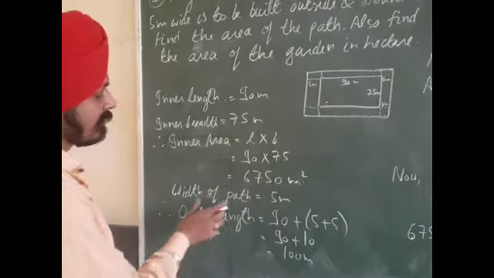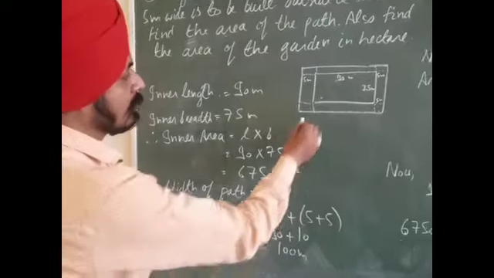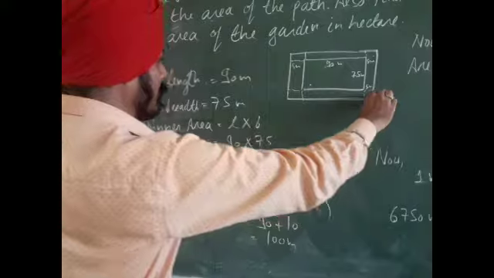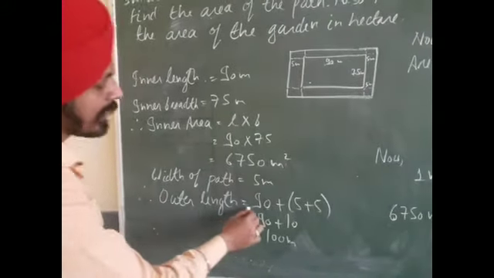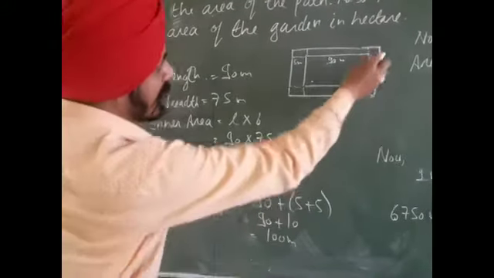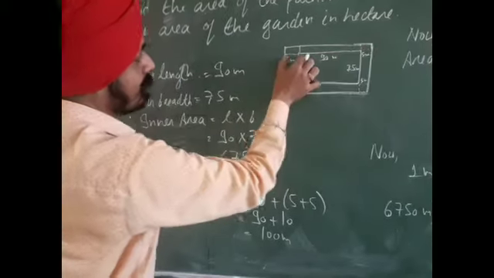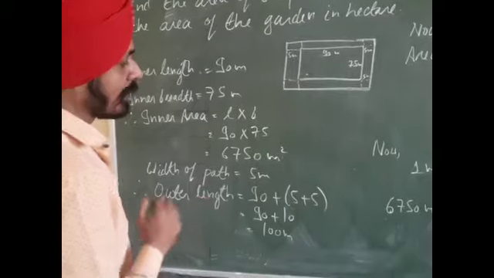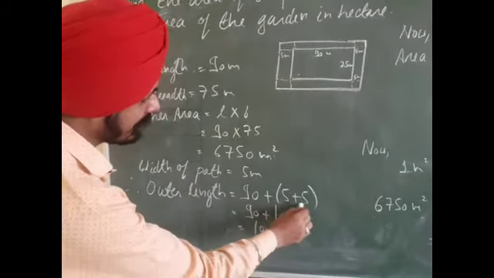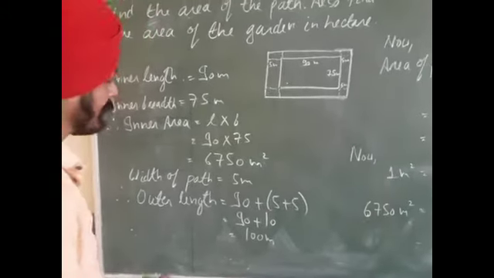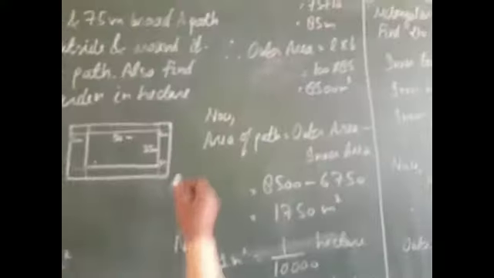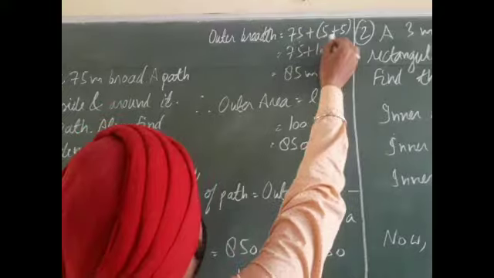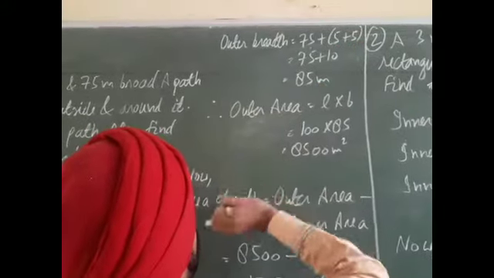Now you know the width of the path is 5 meter. Now you will find the outer length and outer breadth. The outer length will be 90 plus, you can see 5 meter width is given from this side and from this side. So you will include them in 90 to find the outer length. So 90 plus 5 plus 5, that is 100 meter, you will get as the outer length. Similarly, now you will find the outer breadth also. The inner breadth is 75, then 5 plus 5, you will get 85 meter.